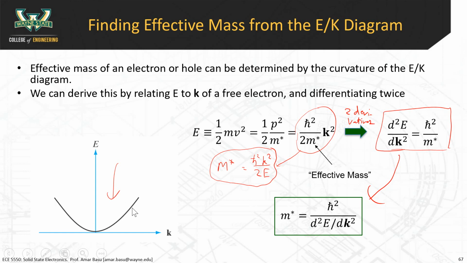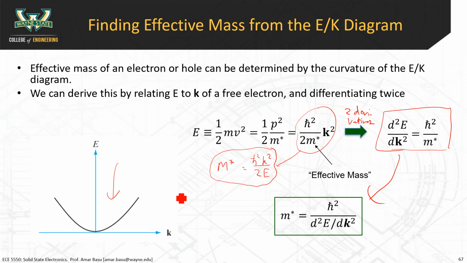Remember how the first derivative is the slope? The second derivative is the concavity. So just by looking at the concavity of the E versus k diagram, it tells you something about the effective mass.